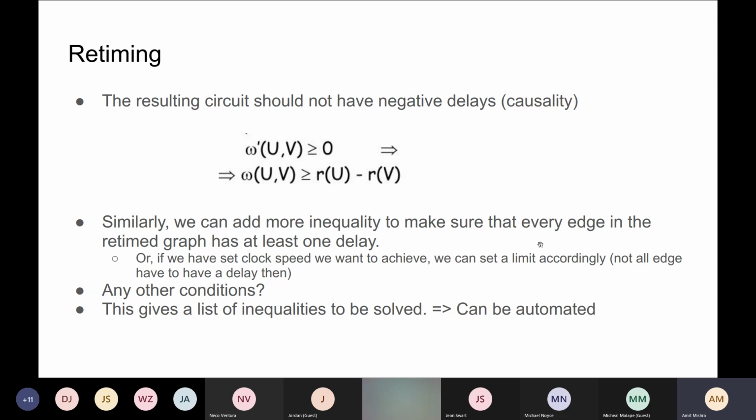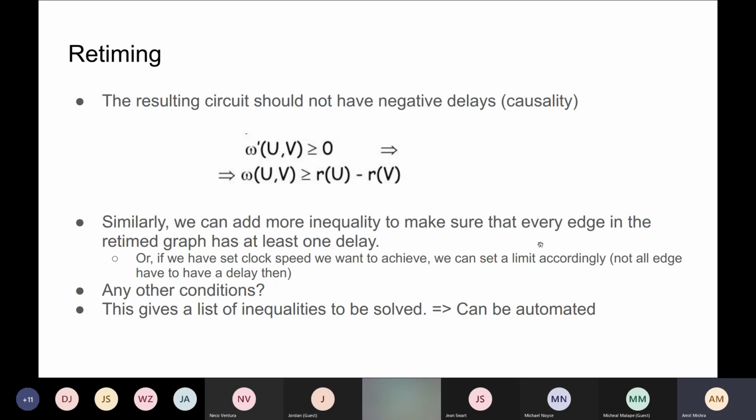So now you can't just arbitrarily assign any numbers to the nodes. The numbers you assign to the nodes have to be the solution to this list of inequalities, to make sure that in the resulting graph there should be no edge with a negative number of delays. And of course, once you have that, it's just a matter of solving these inequalities.